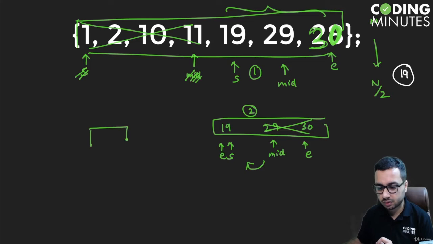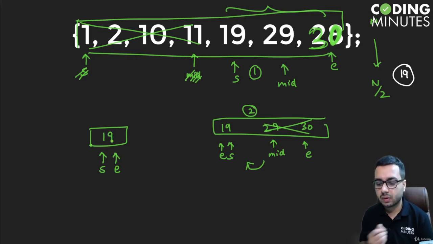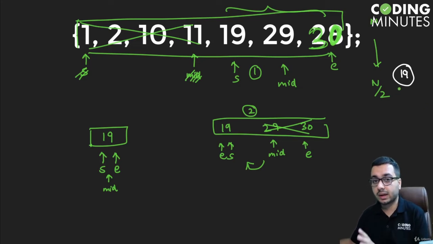In the third iteration, we have start and end, both of them pointing to 19. And what we are looking for is an element that is equal to 19. So we find the midpoint, and we see this midpoint exactly contains the value that we require. So we return this particular index.